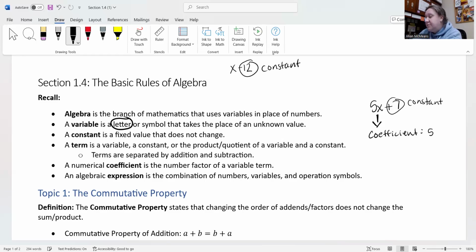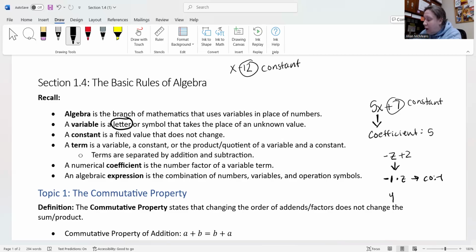Now, sometimes it's not as straightforward as this. Sometimes you have hidden ones and negative ones that are actually coefficients. So for example, if I had negative z plus 2, well, z is my variable term, and negative z is really the same thing as negative 1 times z. We just don't write the negative 1. We just put the negative there. So that 1 is assumed. So even though you don't see the 1, the coefficient here is negative 1.